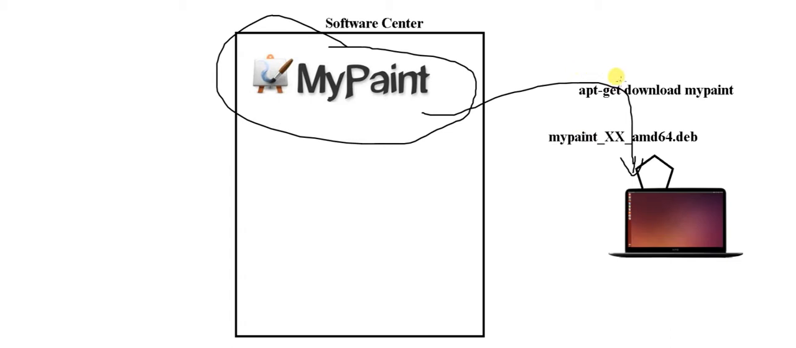So in order to do so, you will ask your apt-get, can you please get it? And when it's downloaded, this what software? MyPaint. So it will download like MyPaint, like AMD, and like it will be 64-bit and Debian. And what is meant by this AMD 64?